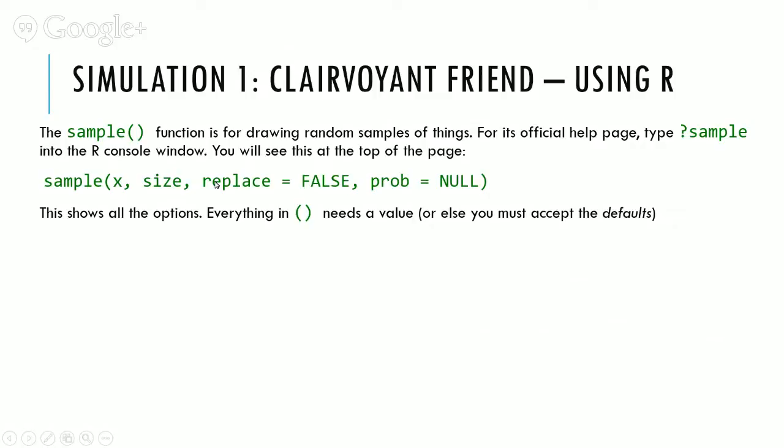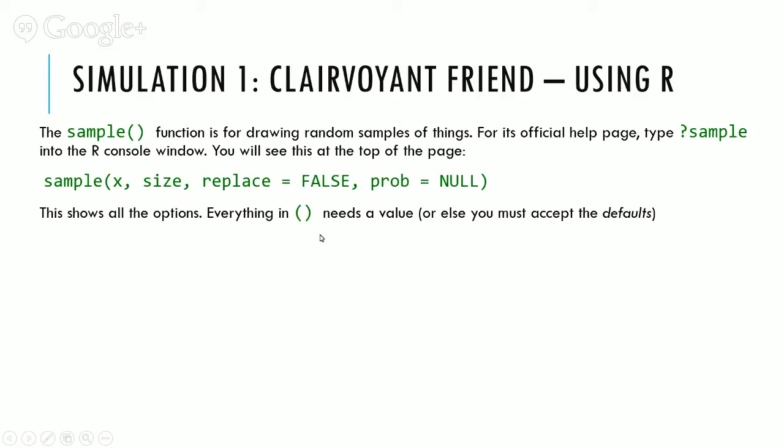Because 10 coin tosses, 10 guesses. Replace equals false. That's the default. You can change that to true if you want. And prob equals null. We're not going to worry about that. But if you want to change the probabilities of things happening, then we can mess with that. Like if it's not a fair coin and it's not 50-50, instead it's a coin that comes up 25-75 probability, you know, heads versus tails or something. But we're not going to mess with that. So we can ignore that and leave prob equals null.